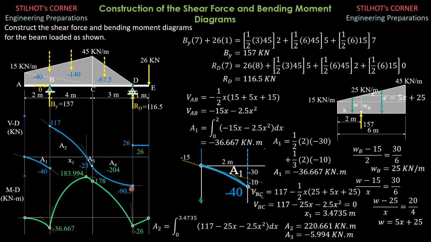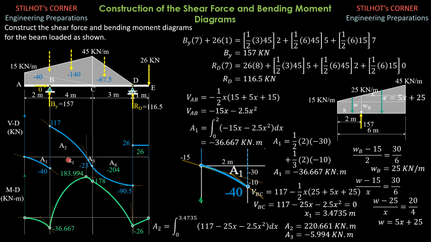Then negative 90.5 plus 116.5 is 26. Between D and E, there's no load, so it's constant, 26, and minus 26, so that closes 0. So that's the shear force diagram.